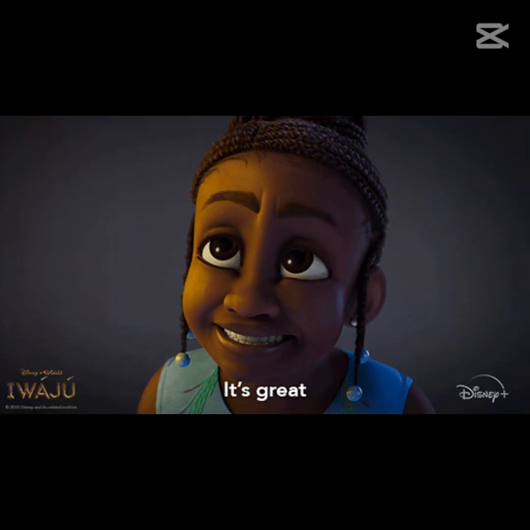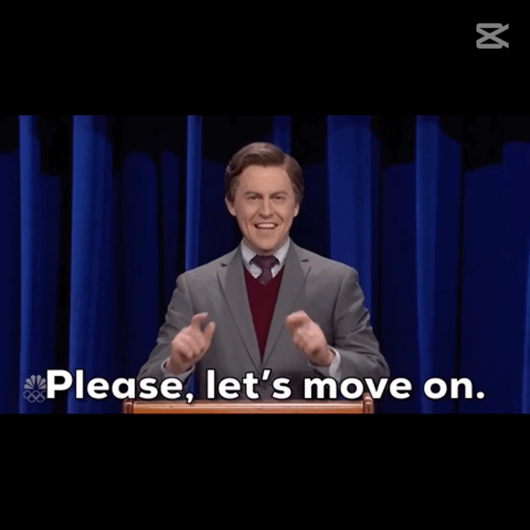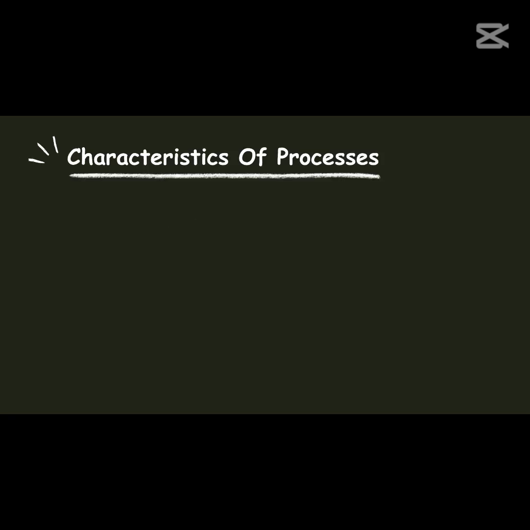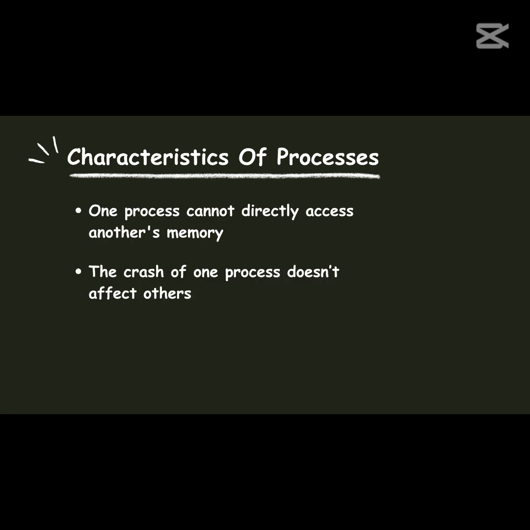So now we have established what a thread is. Let's look at what a process is. A process is an independent instance of a running program with its own dedicated resources managed by the operating system. A process represents a program in execution, complete with code, data, memory space, and system state. Let's look at some key characteristics of processes. One process cannot access the memory of another process. The crash of one process does not affect other processes unless they are designed to communicate with each other.